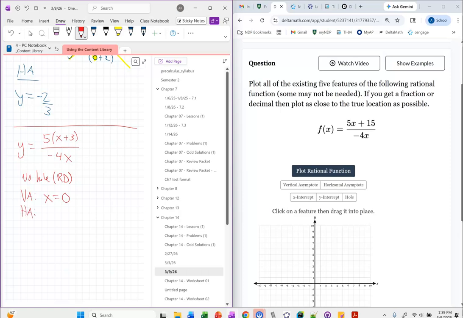Negative 4x is equal to 0. Divide both sides by negative 4, and x equals 0. Right? I just did it quickly in my head. Is that okay? We're all right? Horizontal asymptote, degree 1 over degree 1, so that should be leading coefficient over leading coefficient.